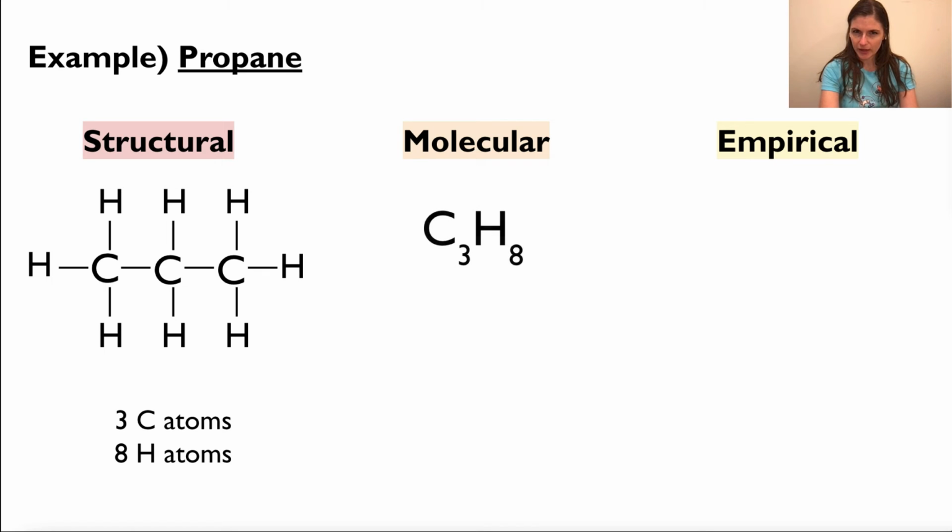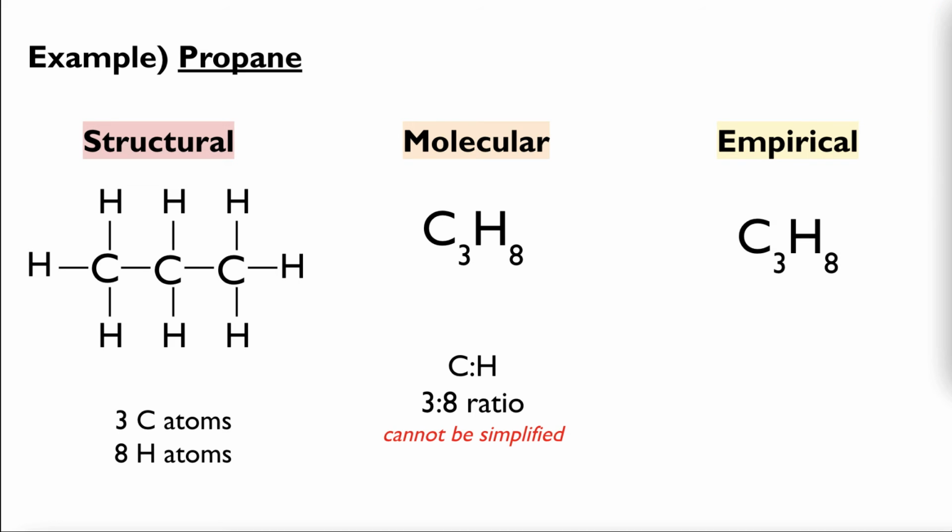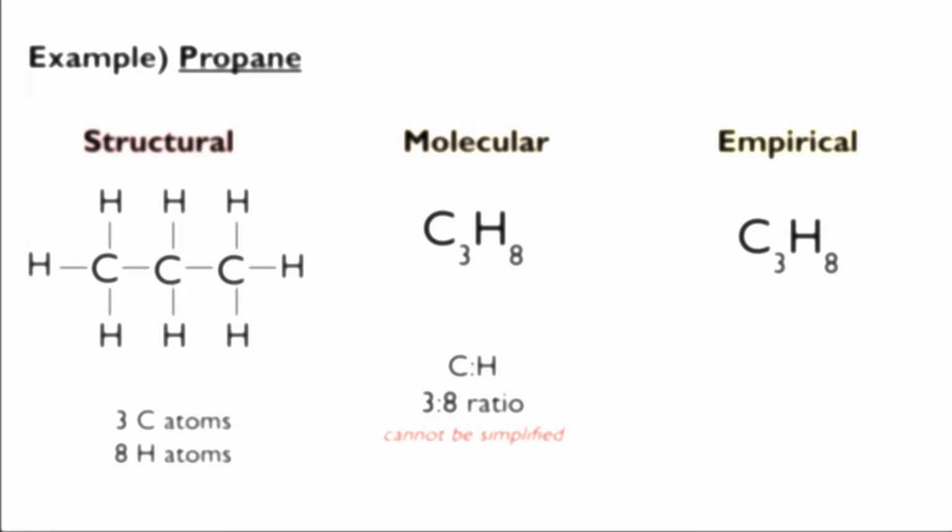Can that be simplified anymore using whole numbers? It can't. 3 to 8 is already as simplified as we can get. If that was a fraction, right, 3 over 8, it couldn't be reduced any further. So my empirical formula is also going to be C3H8. So my molecular formula and my empirical formula are the same for propane.